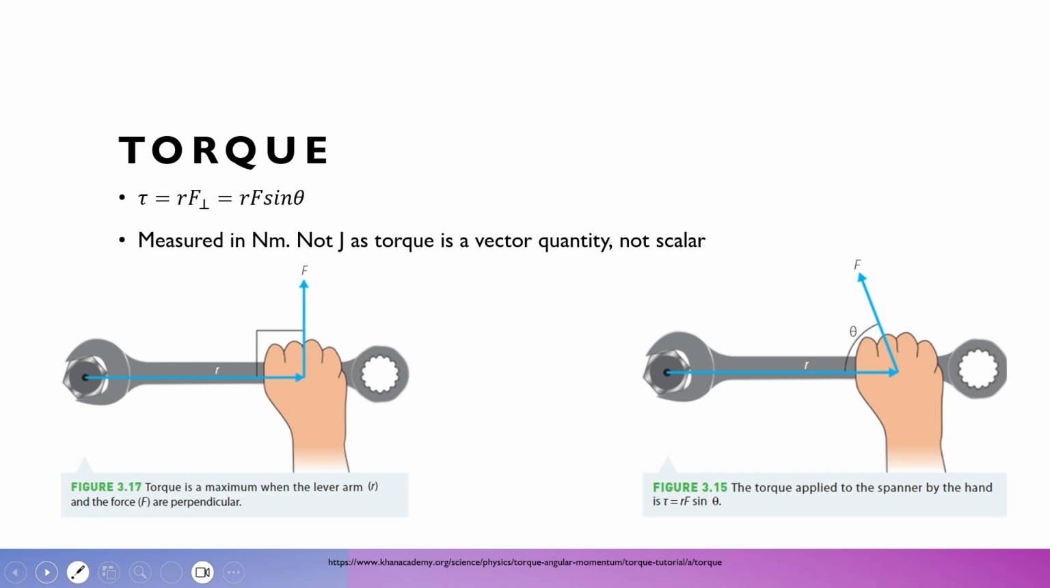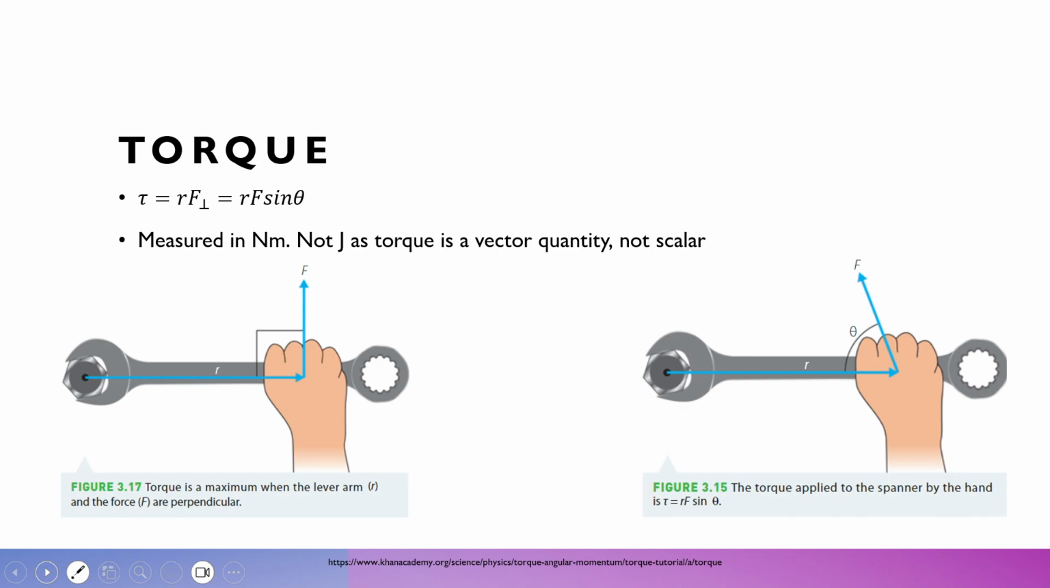Now, torque is defined as radius times perpendicular force, or radius times force sine theta. Radius is obviously measured in meters and perpendicular force is measured in newtons. Therefore, we get a measurement for torque in newton meters. This may be a set of units of measurement that you are possibly familiar with, especially when looking at work. Work can be defined as newton meters as well.